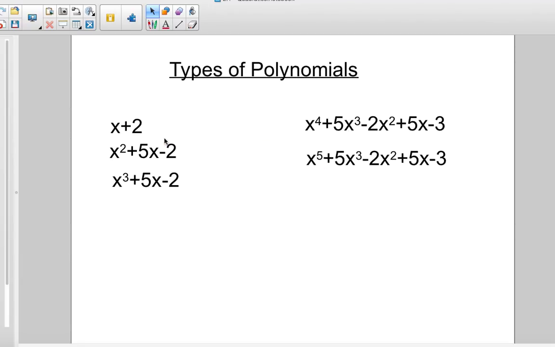So, types of polynomials, right? X plus 2 would be an example of a linear polynomial. X squared plus 5x, that's quadratic. X to the third is a degree 3. You don't have to have an x squared, it's still a degree of 3. That's cubic. And we have something like x to the fourth. That's quartic. And then x to the fifth, you might guess, is going to be quintic. And then it goes on and on and on. I could have x to the 100th and it's still a polynomial, right?